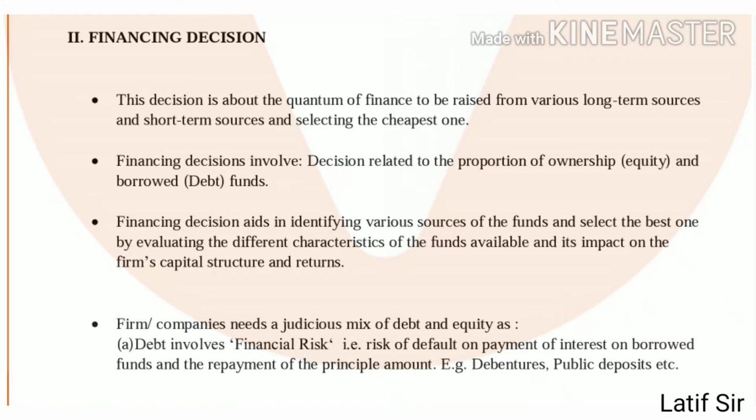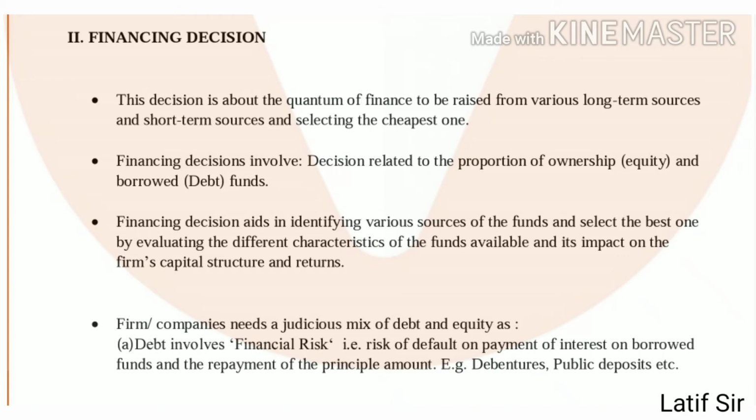After this, the second decision that has to be taken by the financial manager is the financing decision. This decision is all about the quantum of finance to be raised from various long-term as well as short-term sources, and selecting the cheapest one. So what are the various sources from which we can get finance for the long as well as short term, and we'll see what is the cheapest source, where the cost of interest is less or which is beneficial for the firm.